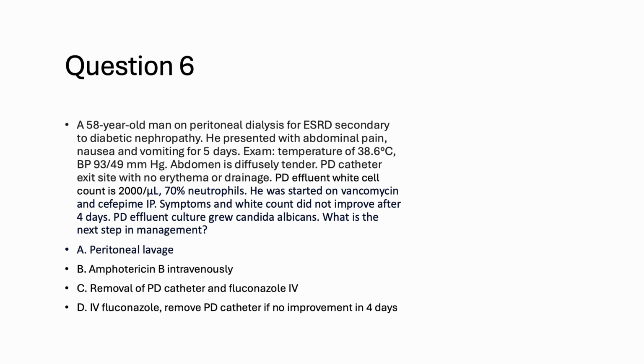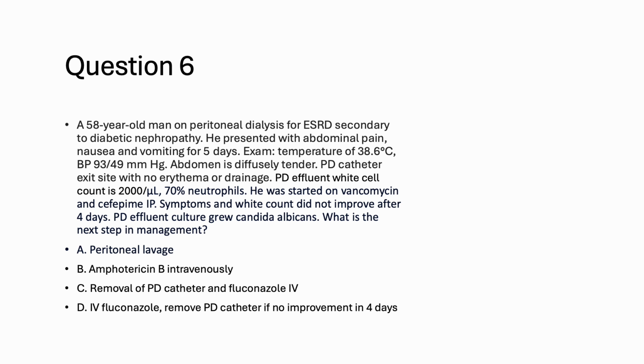PD effluent white cell count is 2,000, and for us, anything above 100 is abnormal, especially if you have more than 50% neutrophils. So this patient has 70% neutrophils. Subsequently, the patient was started on vancomycin and cefepime intraperitoneally, IP. Symptoms and white count in the peritoneal effluent did not improve after 4 days, and now we have the culture result. It is growing Candida albicans. So we have fungal peritonitis.